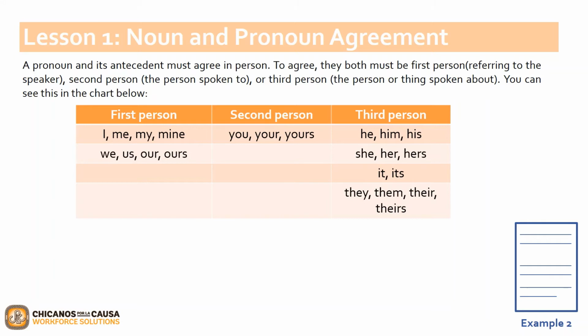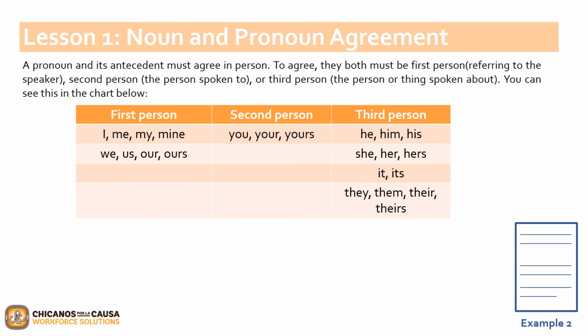Let's start with first person, as the words in that column say: I, me, my, mine, we, us, our, ours. For second person, the words are you, your, and yours. And lastly, for third person, the words are he, him, his, she, her, hers, it, its, they, them, their, and theirs. The indefinite pronoun one is like a third person personal pronoun.